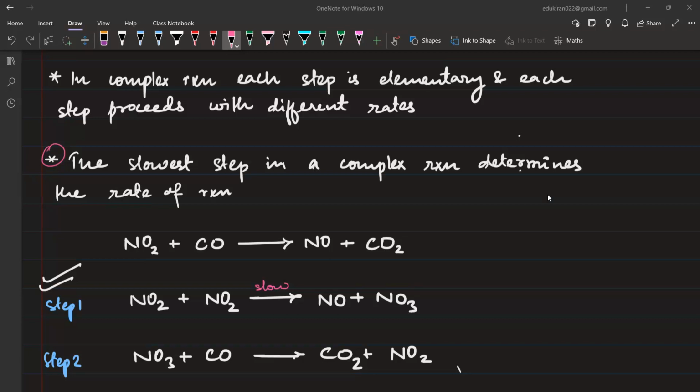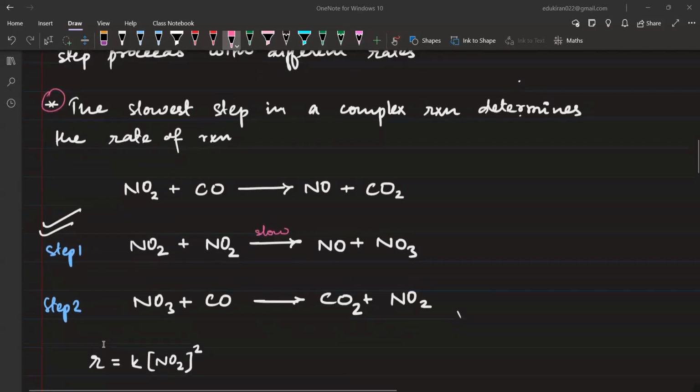So for example, here we have NO2 plus CO gives NO plus CO2. This is happening in 2 steps, and step 1 is a slower step and step 2 is the fast step, relatively speaking. So here, in a complex reaction, the slowest step determines the rate of reaction. Okay.